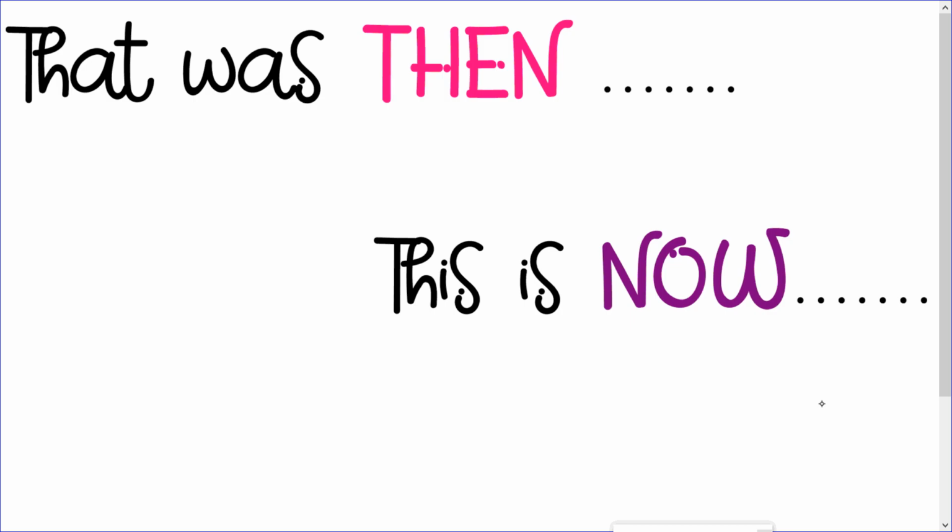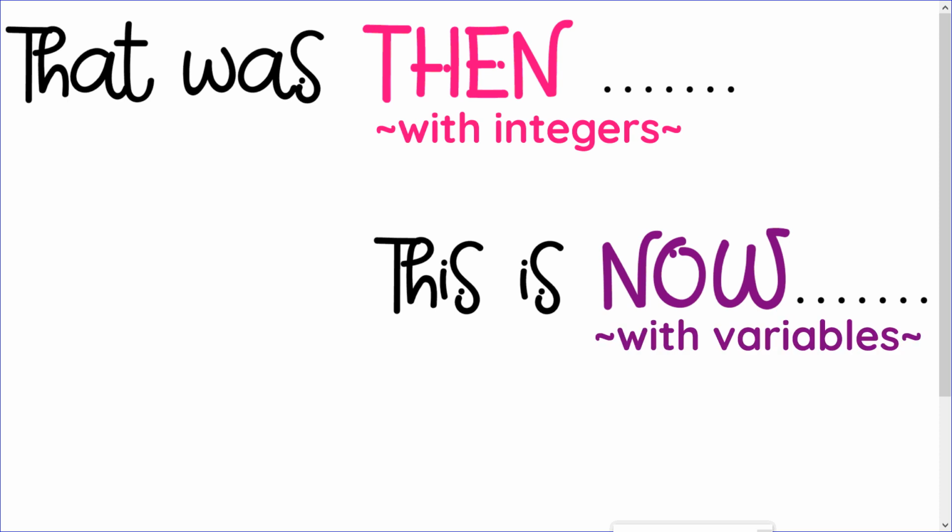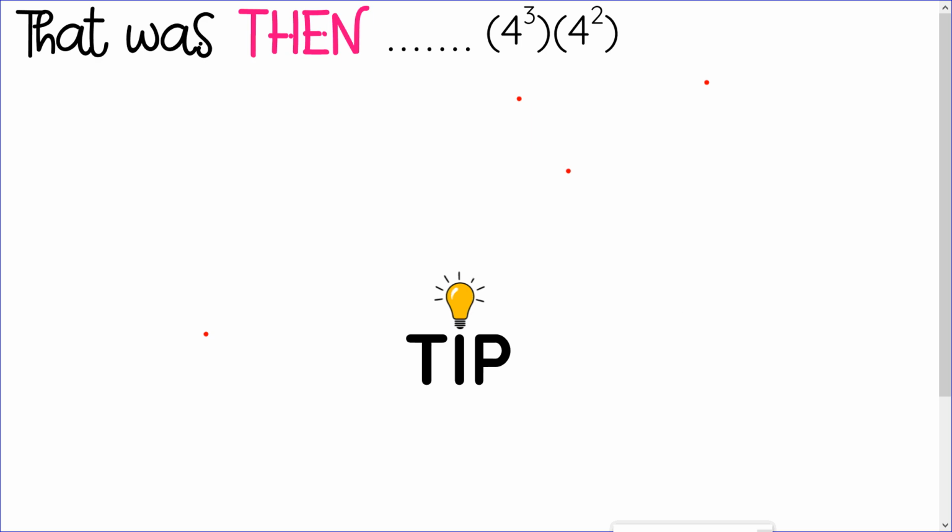Let's get started. I want to play a little game with you called "That Was Then" with integers and "This Is Now" with variables. That was then when we multiplied 4 exponent 3 times 4 squared. We expanded 4 cubed, meaning 4 multiplied by itself 3 times. We expanded 4 squared, and then we grouped it all together. There are 5 repeated factors of 4, so I can say that my final answer is 4 exponent 5.